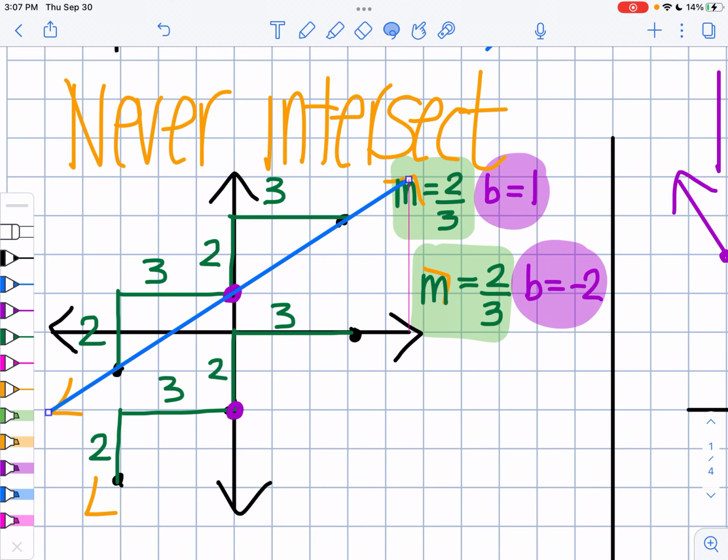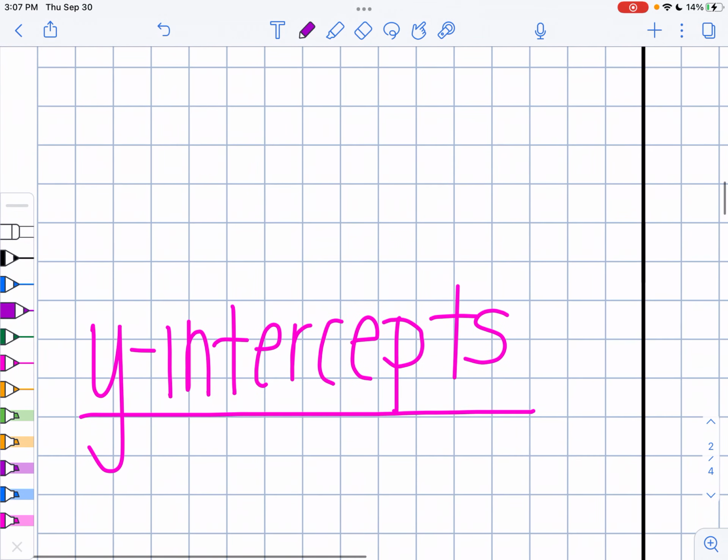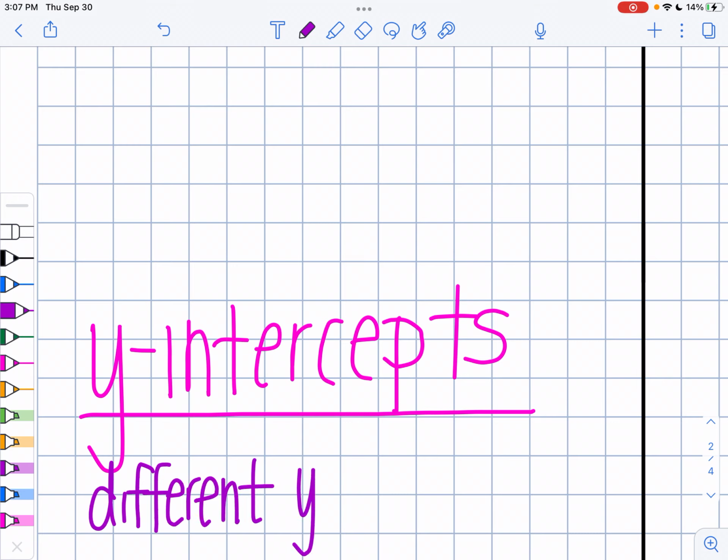This is called coinciding. So we don't want them to coincide, we want them to be separate so that they never touch. Here they always touch, here they never touch. So we want them to be parallel, which means never intersecting. So in order for that to happen, they have to have different y-intercepts.